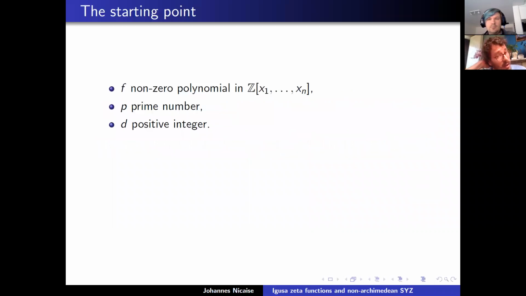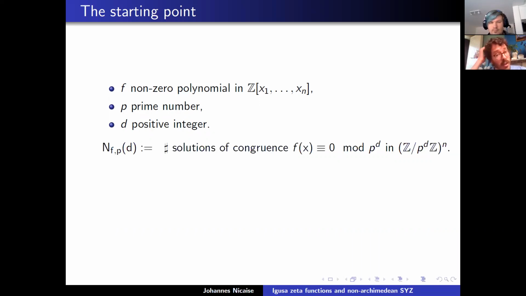So I'll start by introducing some of the ideas and motivation behind Igusa zeta functions. And again, many of you will know this by heart by now, but it doesn't hurt, I guess, to repeat it. So we pick a non-zero polynomial f in n variables with integer coefficients. We pick a prime number p, a positive integer d. And then we can look at an elementary counting problem.